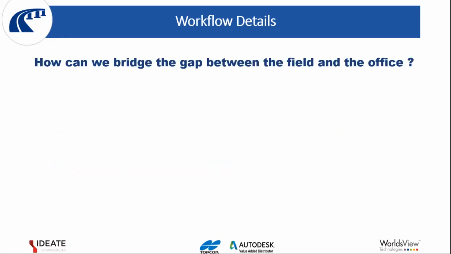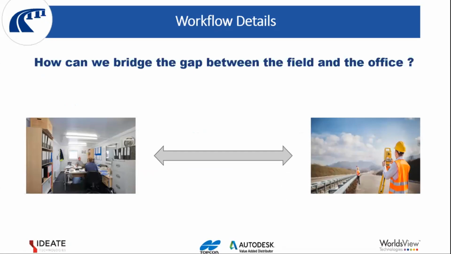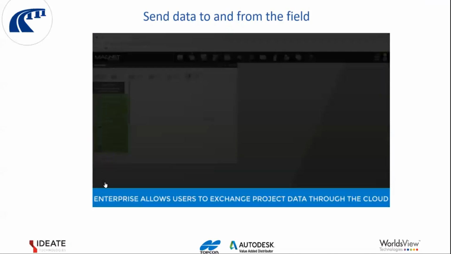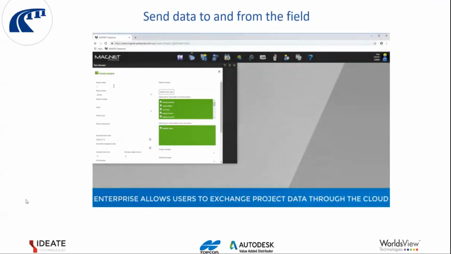So how can we bridge the gap between the field and the office? An image is worth 100 words and a video is worth many more. So in this video, we will discover Magnet Enterprise, which is a very strong tool to send data to and from the field. Enterprise allows users to exchange data from the office to the field and from the field to the office. And its interface is very friendly.